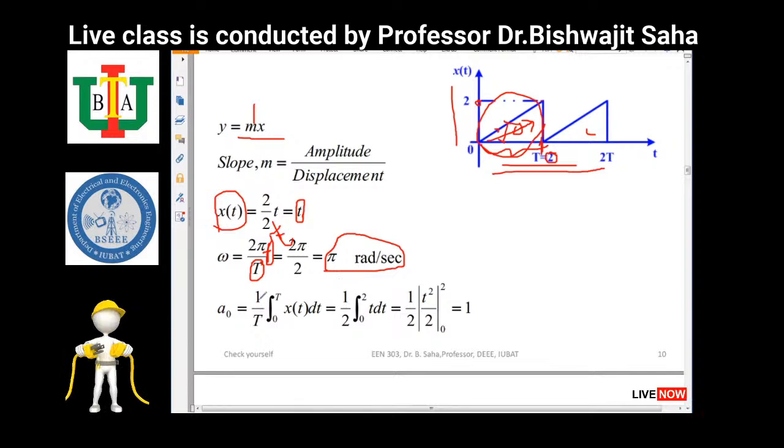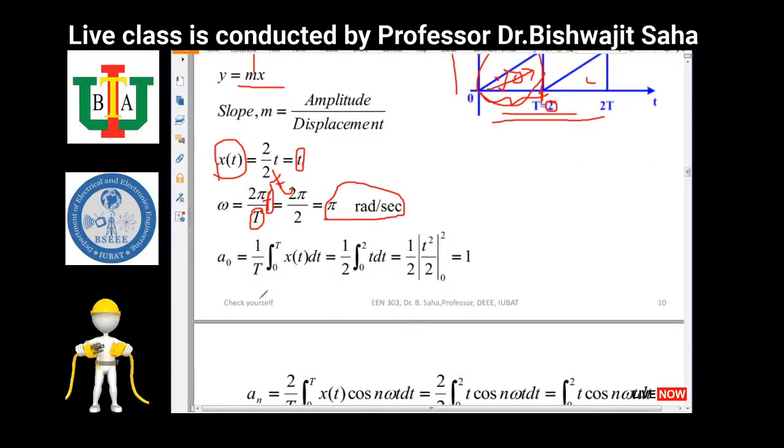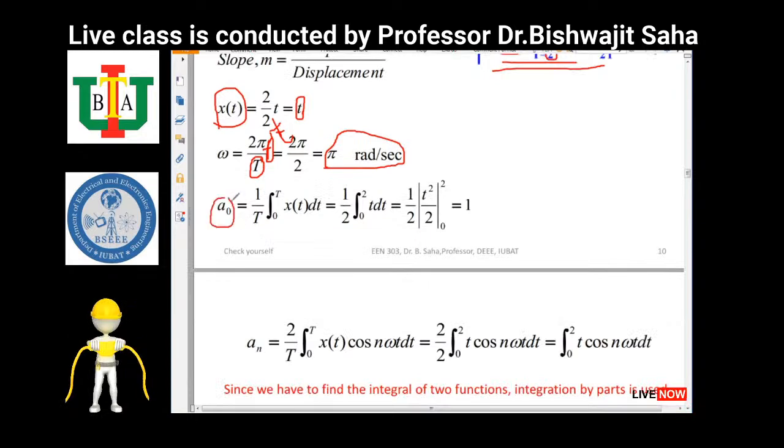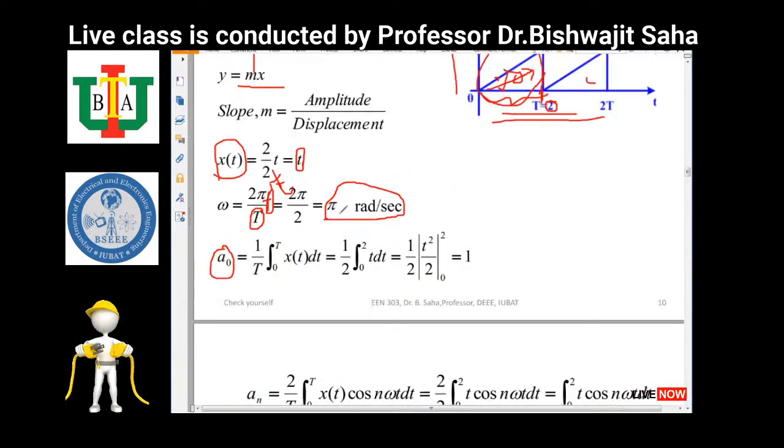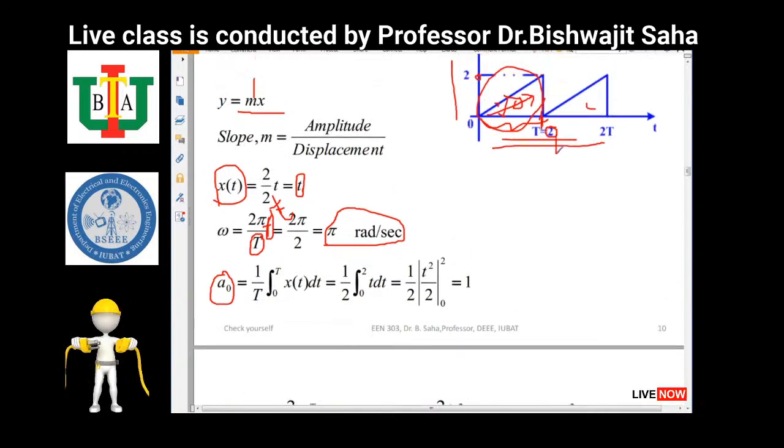Now we can find out a0. a0 is the DC component of the signal. So we apply the basic formula, 1 over T, integral 0 to T, x of t dt. And T equals 2. So we put 1 over 2, integral 0 to 2, t dt. If we do the integration, we get t squared by 2, with limit 0 to 2. Putting in the values, we find it equals 1.